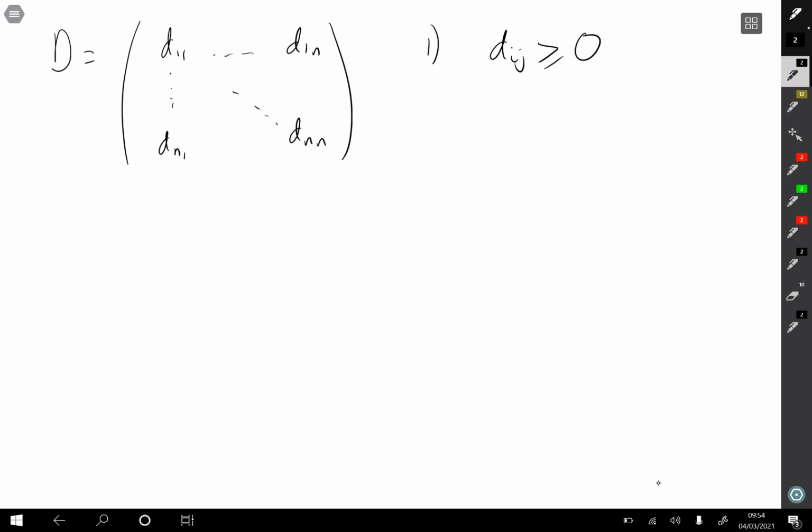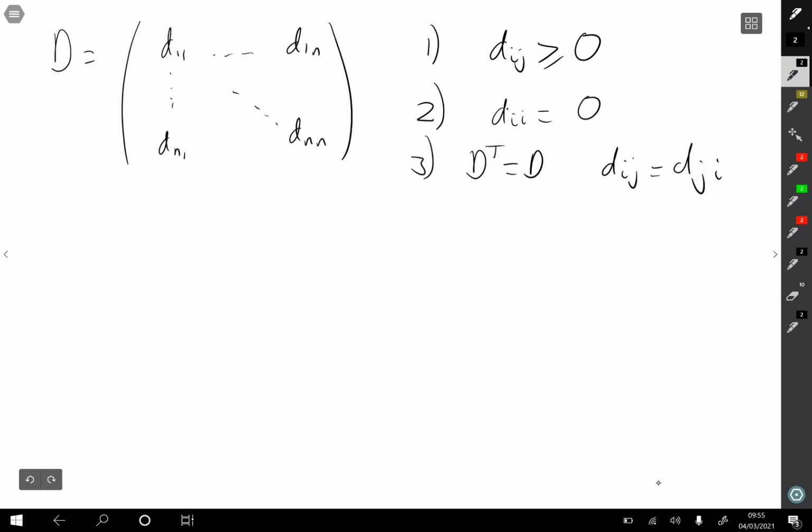Now, we're not going to be dealing with negative distances here. We also want to specify that a distance between an object and itself is 0. The distance between object i and object i is 0. We're going to require the distance matrix to be symmetric. The distance between i and j has got to equal the distance between j and i.